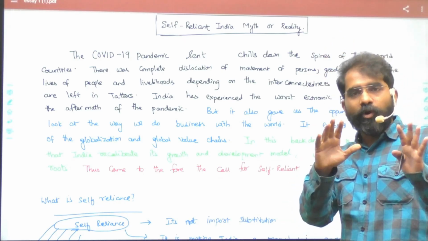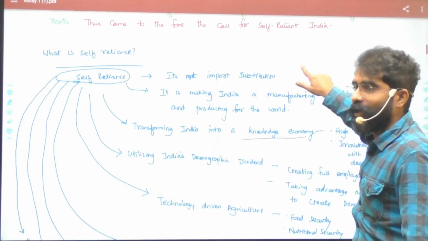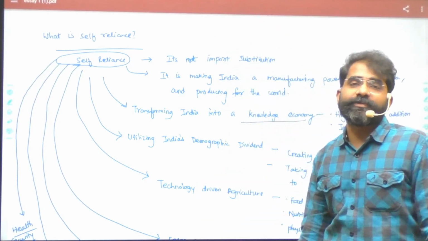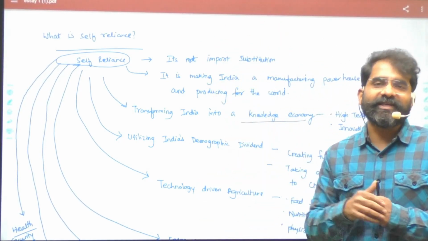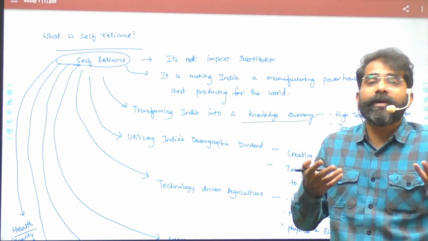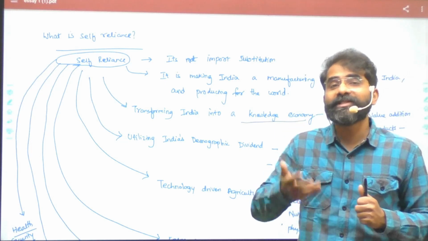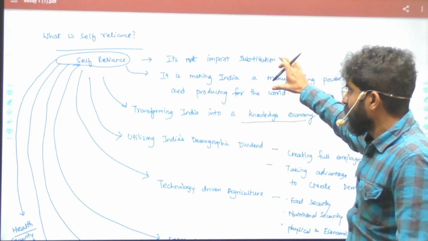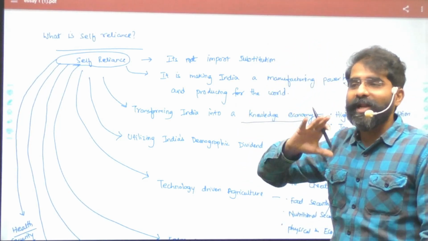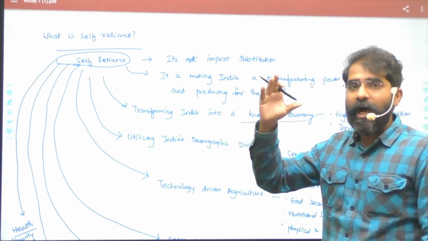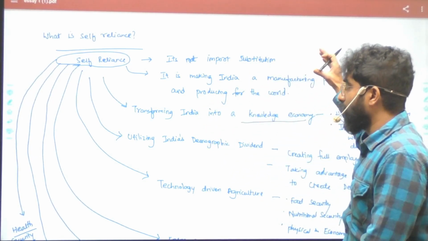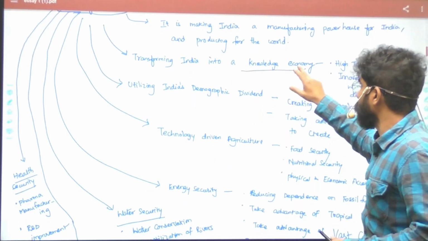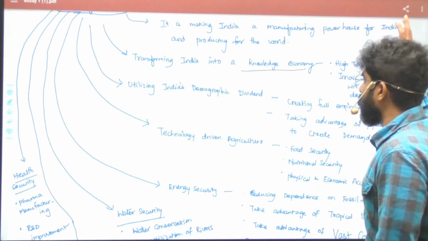Then, when you're preparing notes, how do I prepare in a 360-degree manner? Here we have written: self-reliance is not import substitution. It's not what we did in the 1960s and 70s, when we were restricting imports. Atmanirbharata is mainly about becoming stronger from inside so that your dependence on other countries automatically reduces. One angle is manufacturing: how can India become a manufacturing powerhouse? Then comes our advantage sector, the knowledge economy, with high-tech value addition and innovative products with indigenous design.